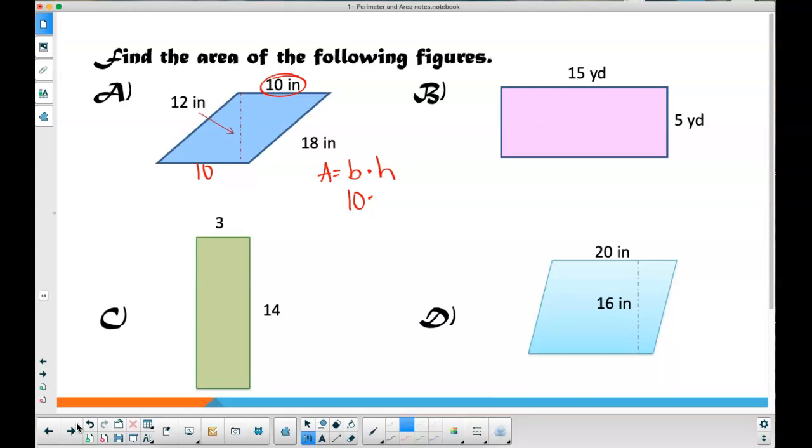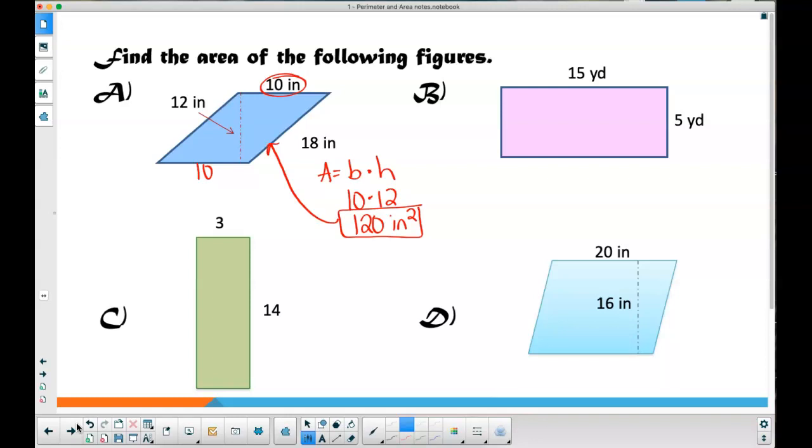It's the 12 inches. The height always has to be the distance between the top and the bottom. Okay? It can't be slanted. It has to be perpendicular. So the height is 12, so we have 120 inches squared. There's our answer for the first one.